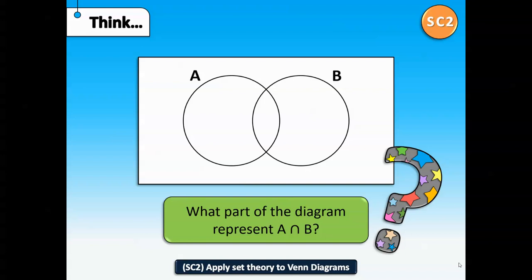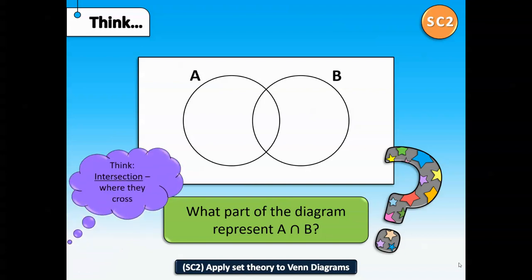So this is a Venn diagram, and what part of the Venn diagram is represented by A intersection B? Well, the intersection is where the two circles cross. So it's this section here.